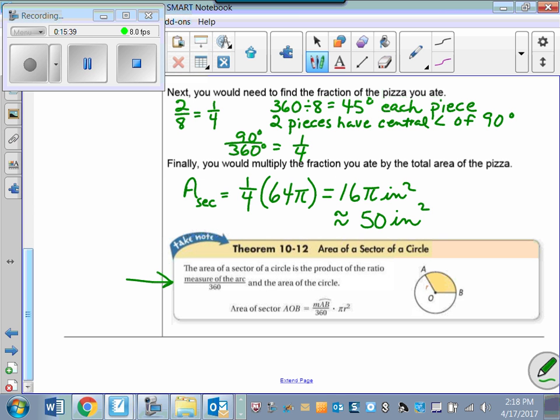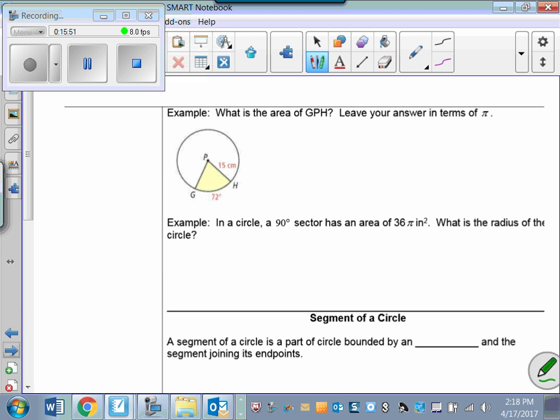Number 1, we found the area of the total circle. Number 2, we find the fraction of the total circle that we're trying to find the area of, and then we just multiply those two things together. So let's do a little bit more practice. What is the area of the shaded part here?